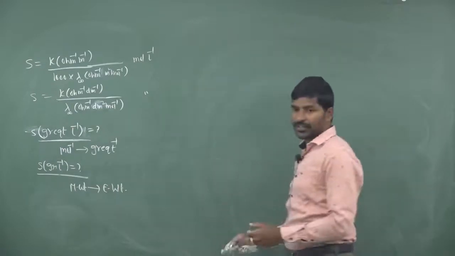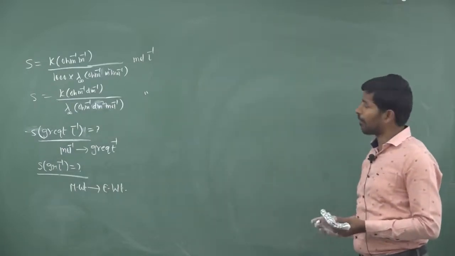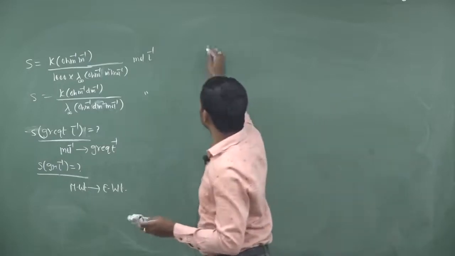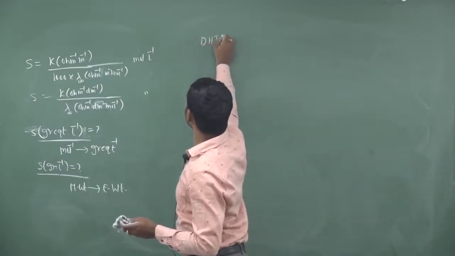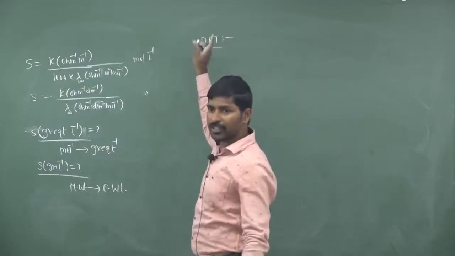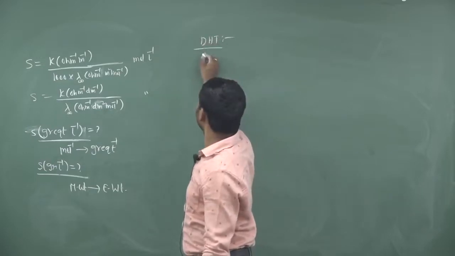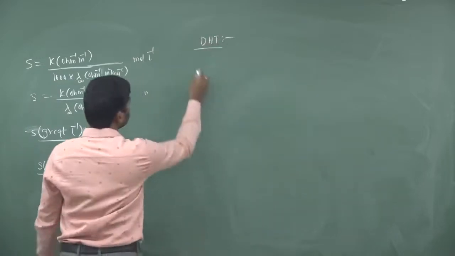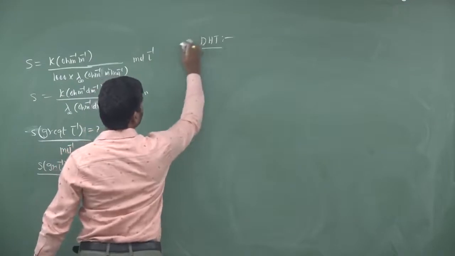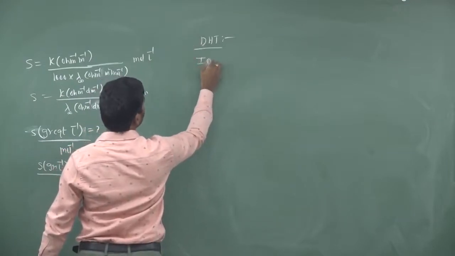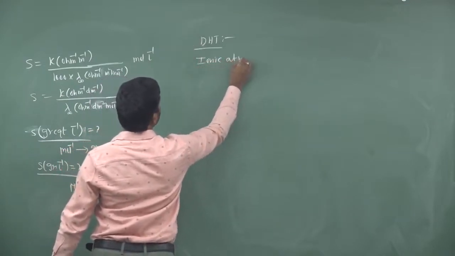These are the applications of Kohlrausch law. Okay, next is the Debye-Hückel theory that we discussed. From that, this is the main thing we are getting. So Debye-Hückel theory considered what? Formation of ionic atmosphere.